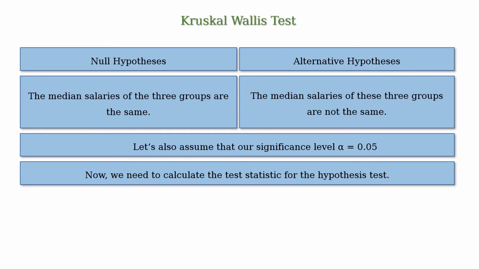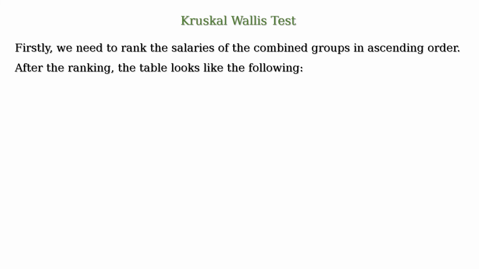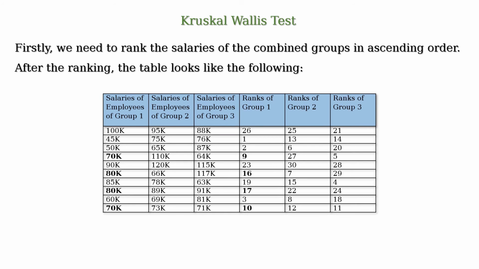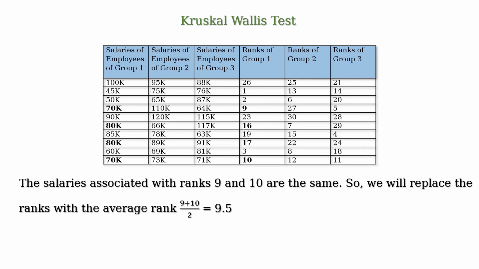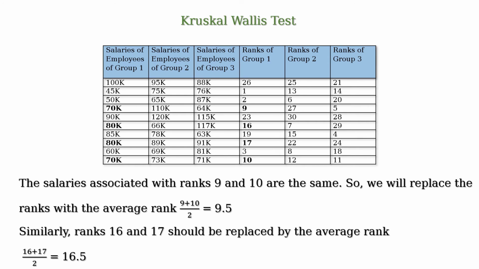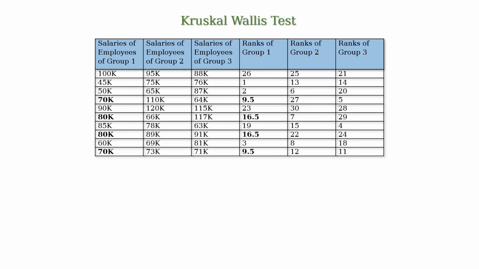Firstly, we need to rank the salaries of the combined groups in ascending order. After the ranking, the table looks like the following. Please note that the salaries associated with ranks 9 and 10 are the same. So, we will replace the ranks with the average rank 9.5. Similarly, ranks 16 and 17 should be replaced by the average rank 16.5. So, now the table should look like the following.